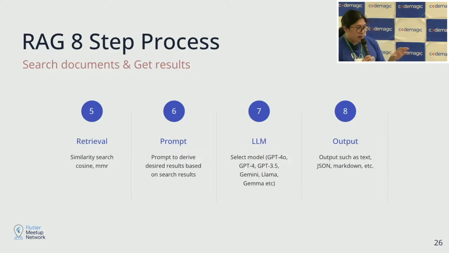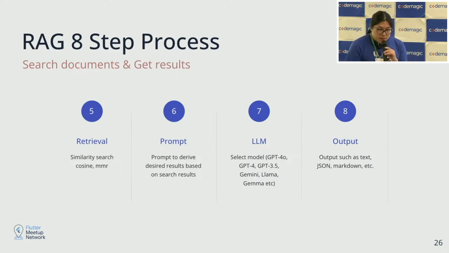The fifth step is the retrieval process. It's very important, where you perform a similarity search based on the embedded vector data. There are many similarity search methods, but we mainly use Euclidean distance, cosine similarity, and MMR.